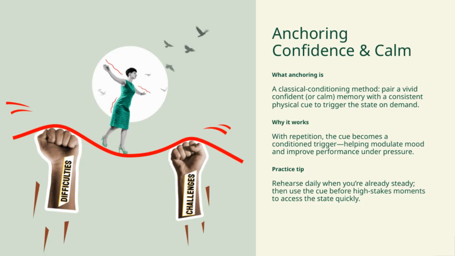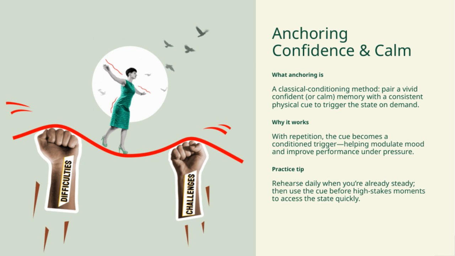So the key here is to rehearse daily when you're already feeling steady. This creates a strong foundation. Then, before high-stakes moments, you use a specific cue to quickly access that confident or calm state. It's about building a connection through consistent practice. With repetition, this cue becomes a conditioned trigger. Essentially, it helps you modulate your mood and performance when it really counts.